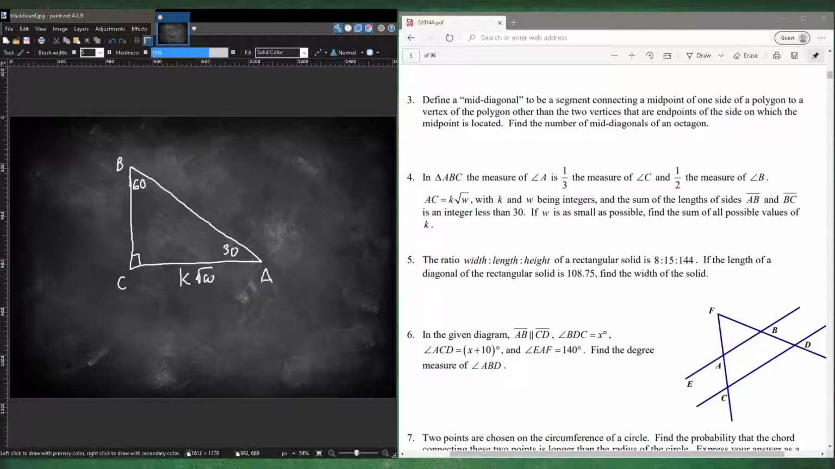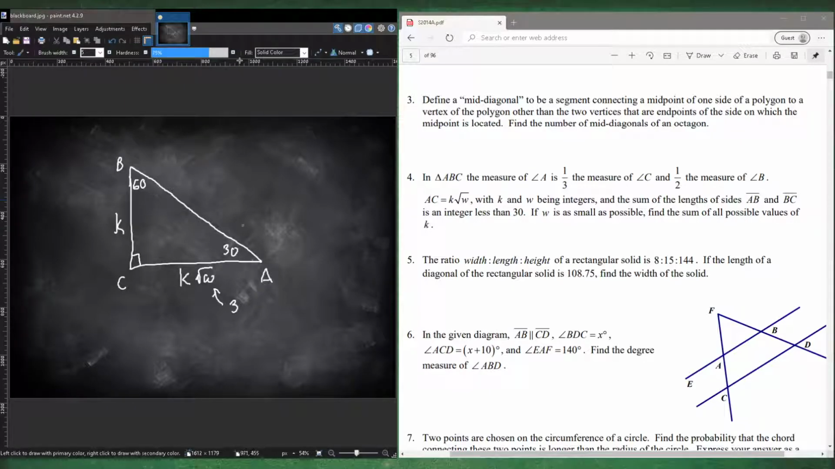So the neat thing about 30-60-90 triangles is that the side opposite the 60 is something times square root 3. So our w is 3. This is already a square root. And also neat about it is that the difference between the side lengths of the 30 and the 60 is that the 60 side is the 30 side times square root 3. So if this is k square root w, this is going to be k.